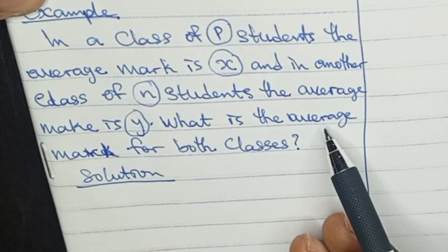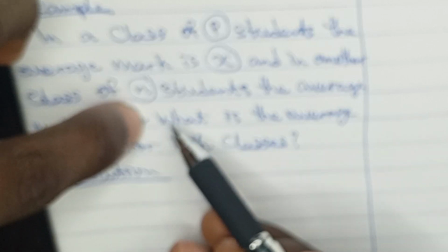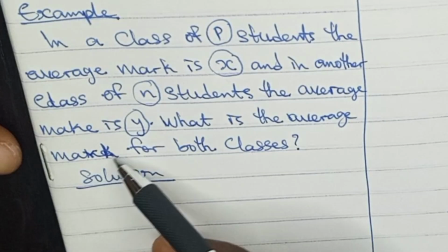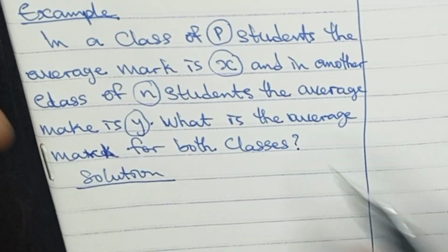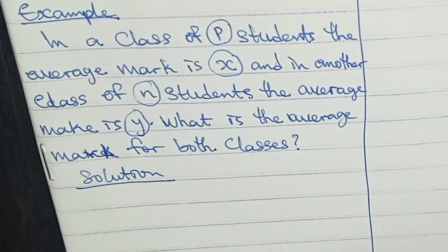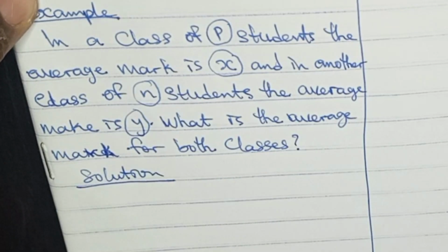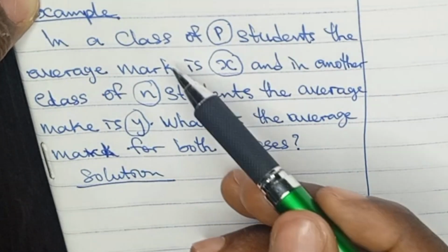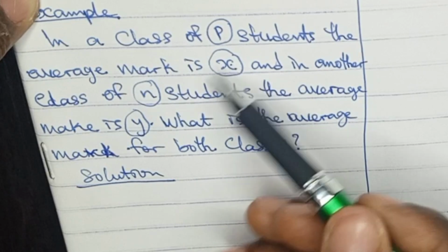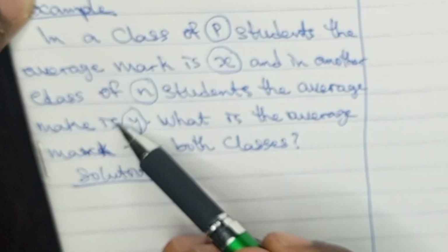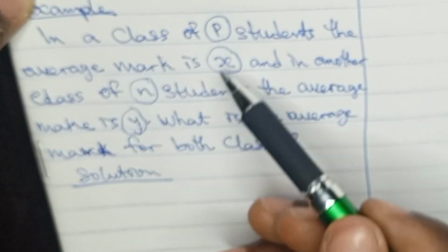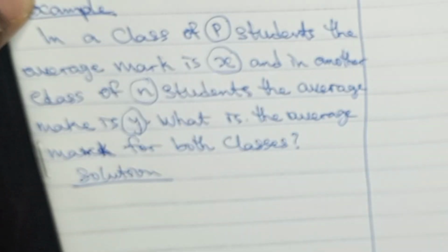So we have the first class, the second class, then we move to the next sentence. It says, what is the average mark for both classes? That's the question in this example. So here we already know the average mark for the first class. We know the average mark for the second class. But now, what is the average mark for the two classes?